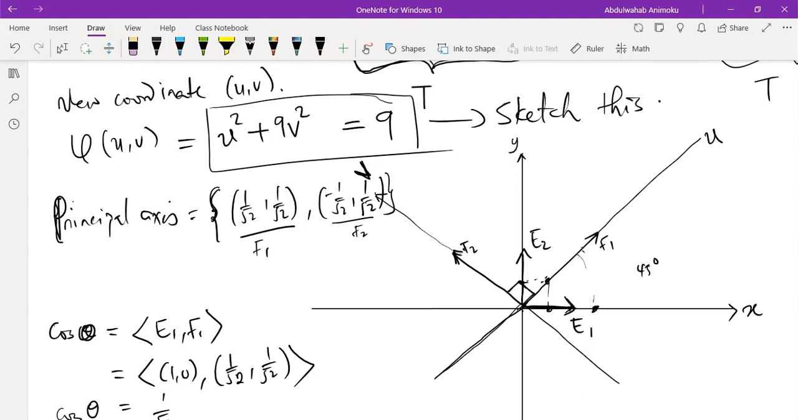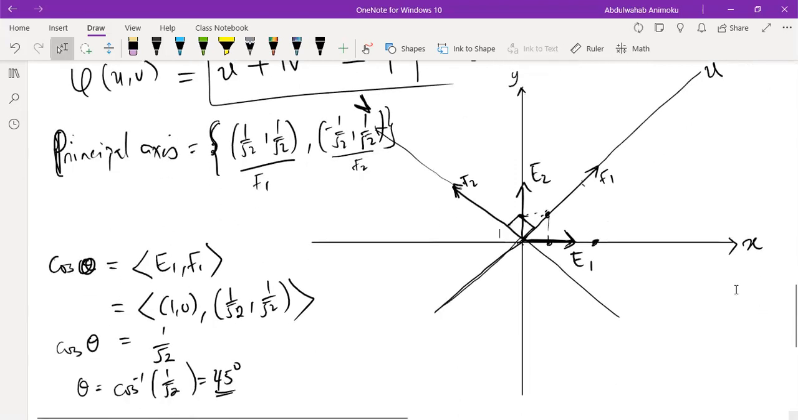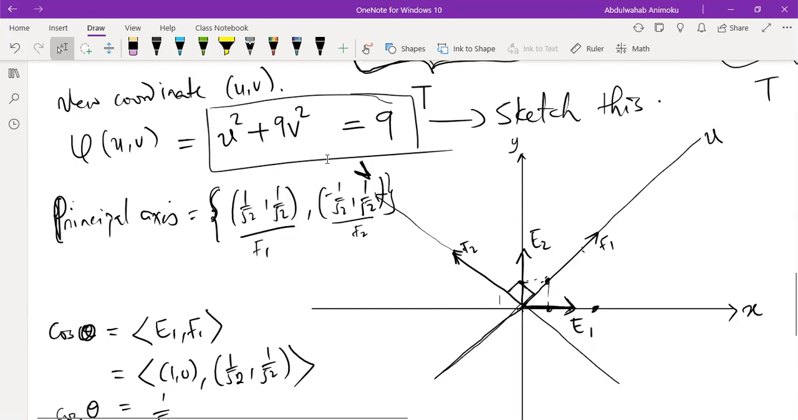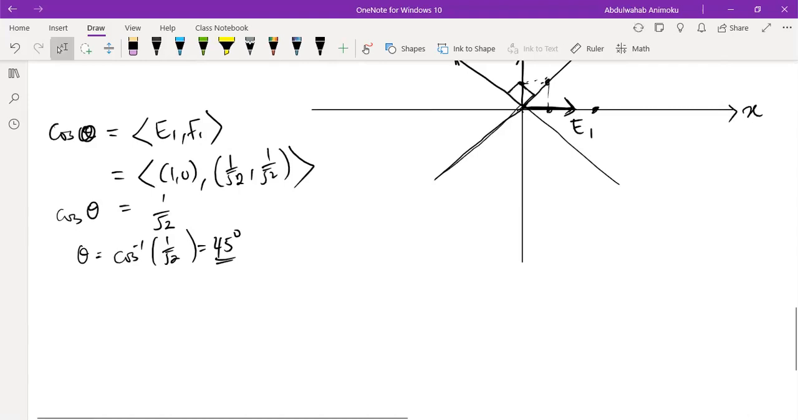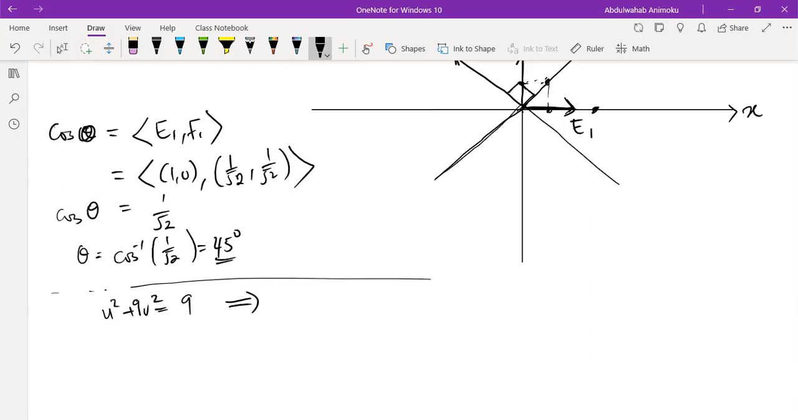What do we do next? It's now time to sketch the new function. Now, what is this function in itself? U squared plus 9v squared equal to 9. Now, notice we could actually try to understand what we have. U squared plus 9v squared equal to 9. So what you try to do is to find, remember we are now in UV coordinate system, where the function crosses the x-axis and where it crosses the y-axis. In this case, where it crosses the u axis and where it crosses the v axis.